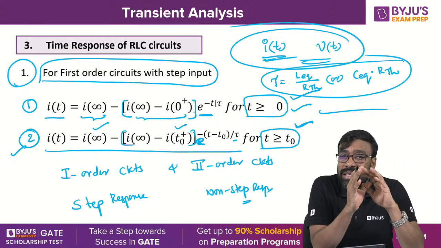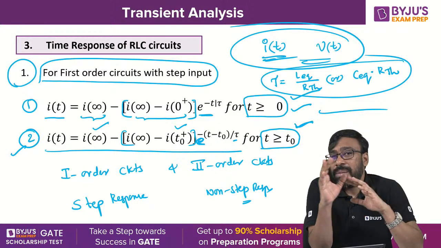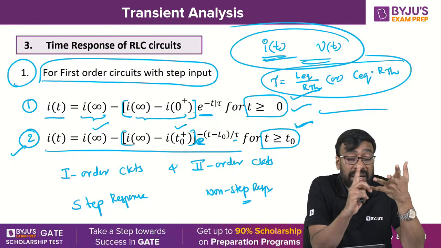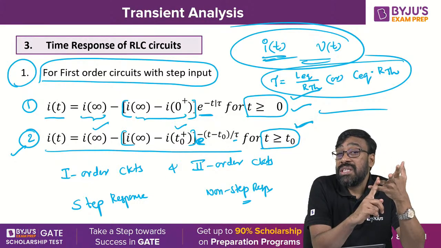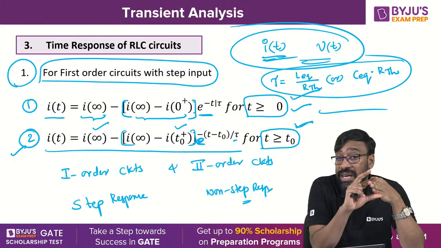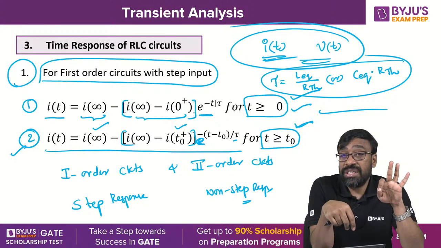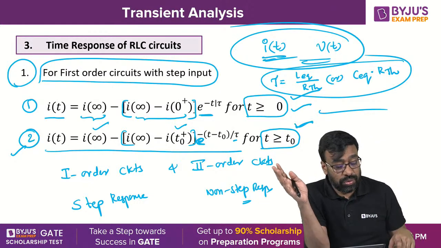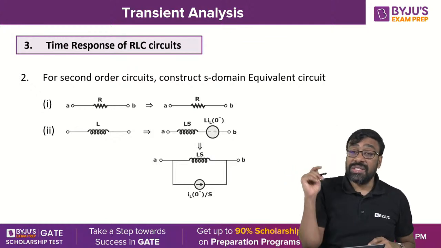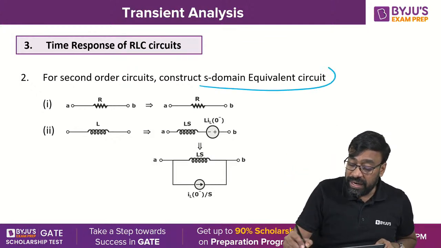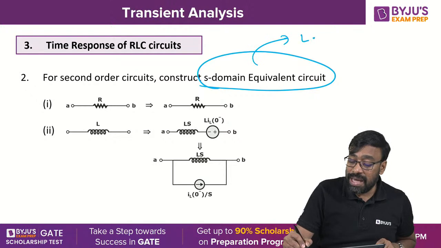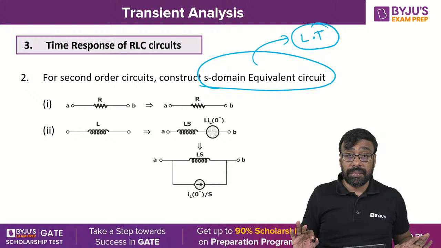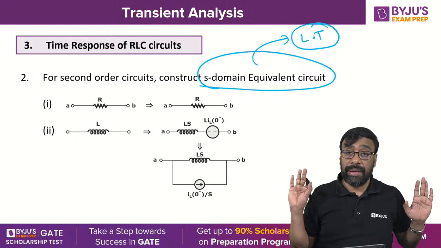Now, other than this particular case, any case that you come across, first order circuits excited with the non-step input, second order circuits excited with the step input or non-step input, okay, 3 different cases, right? Total 4, out of which first we have seen, all other 3 will be coming under the second category of the problems. Those problems can be solved by S-domain equivalent circuit. That means using Laplace transformation. Is very clear. Using Laplace transformation.